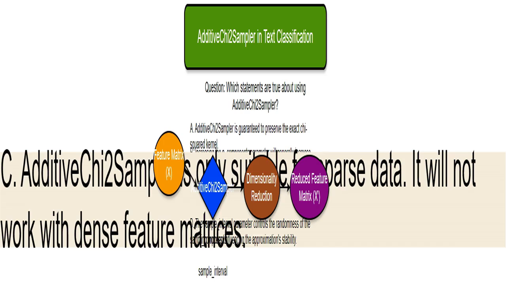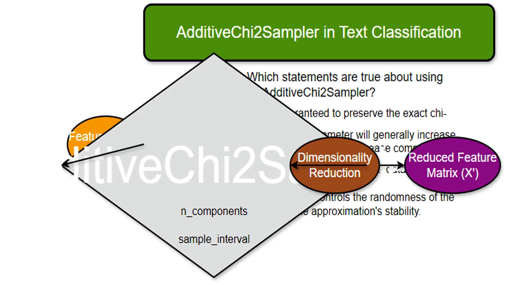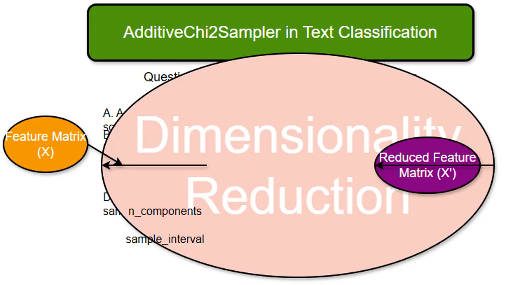This is the input matrix, where each row represents a document, and each column represents a word. The values in the matrix are word counts. This is the scikit-learn function I use to approximate the chi-squared kernel. This function reduces the dimensionality of the data while preserving essential information for the chi-squared kernel. This is the main goal of using AdditiveChi2Sampler. Reducing the size of the feature matrix to make calculations much faster without significant loss of accuracy.